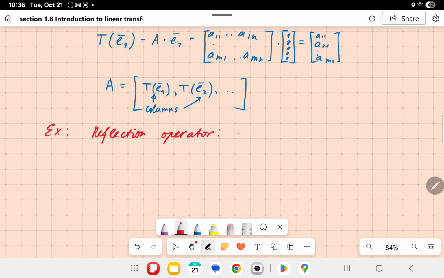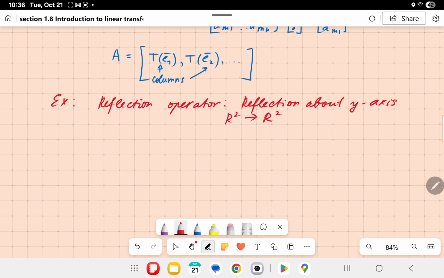And that's going to be reflection about y-axis. Why do I call it reflection operator? I'm going to consider two-dimensional space, R2, and the image is going to be also two-dimensional space. And how is it going to look graphically.